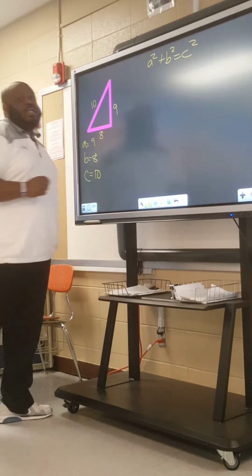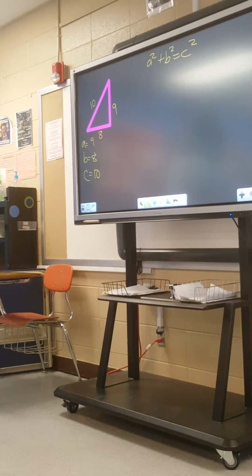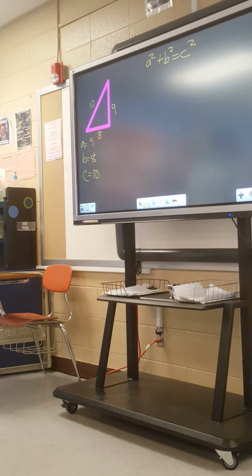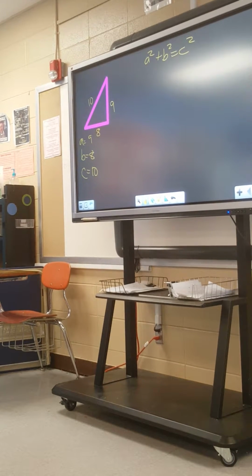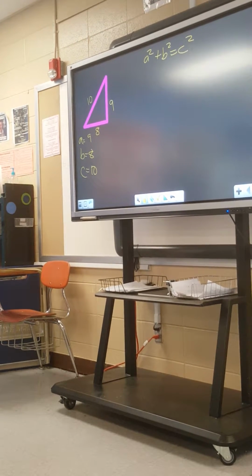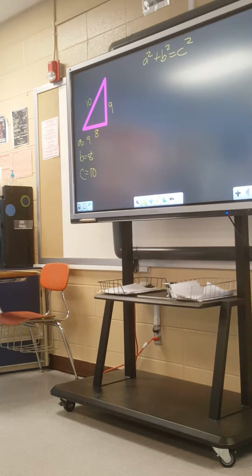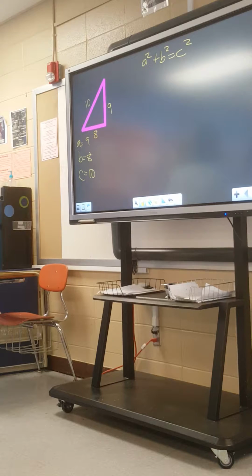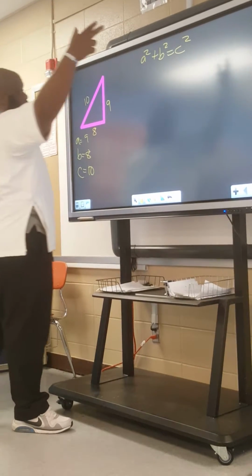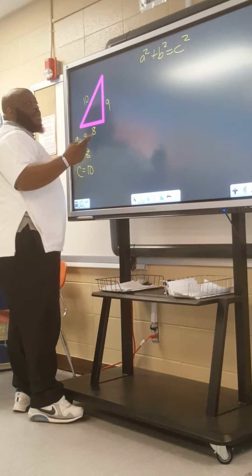So that's the second thing we need to take care of. First, figure out what is A, what is B, what is C. Second, figure out the vehicle we're going to use to figure this out. In this case, we use the Pythagorean Theorem: A squared plus B squared equals C squared. So now, fill in the blanks.